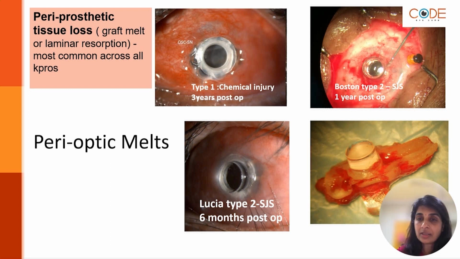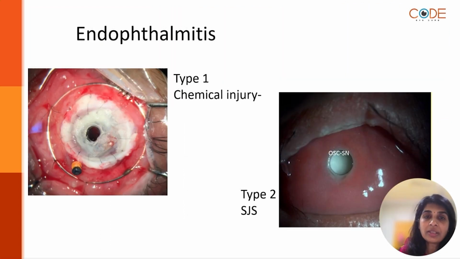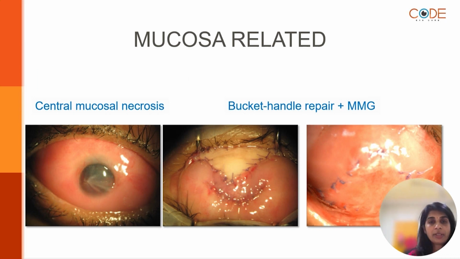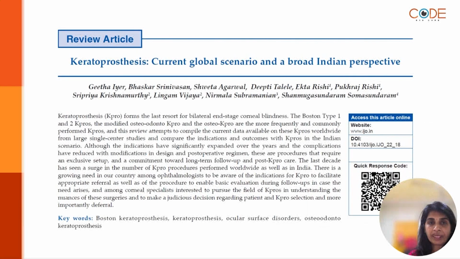That can present, like I mentioned, with a leak or an extrusion of the capro. Endophthalmitis is something that we are concerned about in any keratoprosthesis, and it could either be a fungal endophthalmitis or a bacterial endophthalmitis. The mucosa-related complications have to be addressed in these eyes, and usually the outcomes are quite encouraging, and the mucosal complications can be addressed and treated.